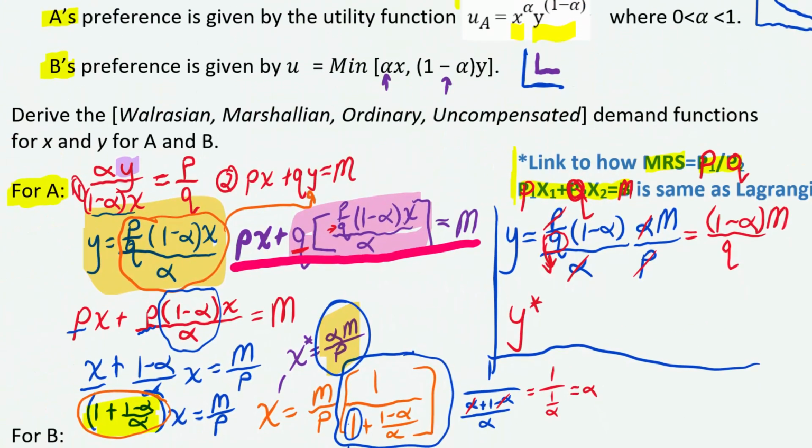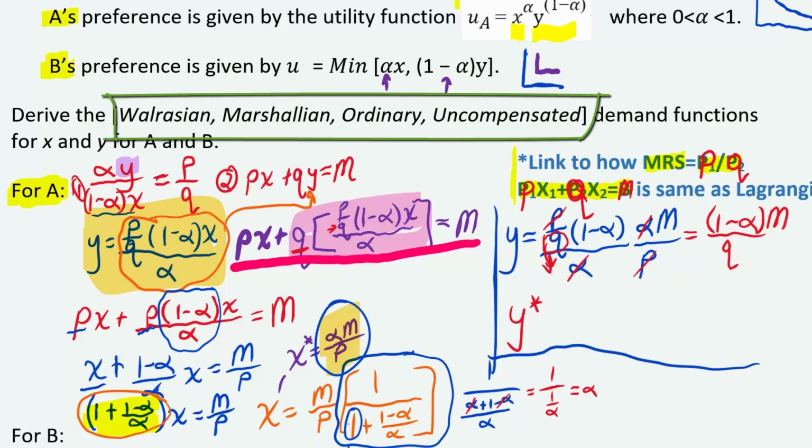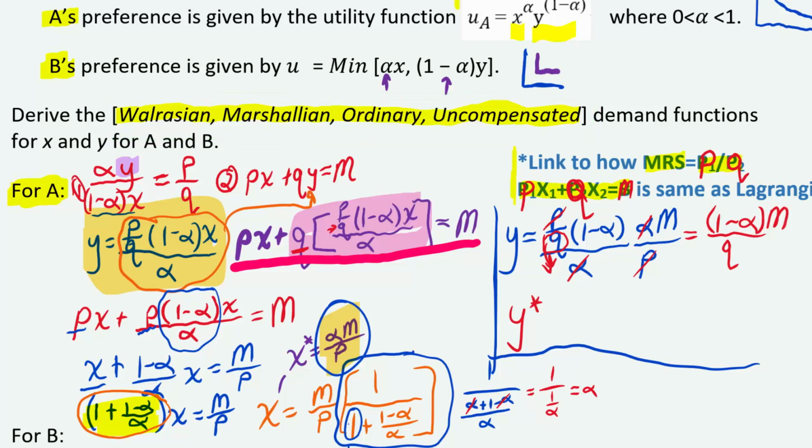And I put some other terms here that sometimes people will call these demands: the Walrasian, Marshallian, ordinary demand, or uncompensated demand. All those words basically mean the same thing. So y equals 1 minus alpha m over q. Now looking at these, this is a general lesson about Marshallian demands that we need to think about.